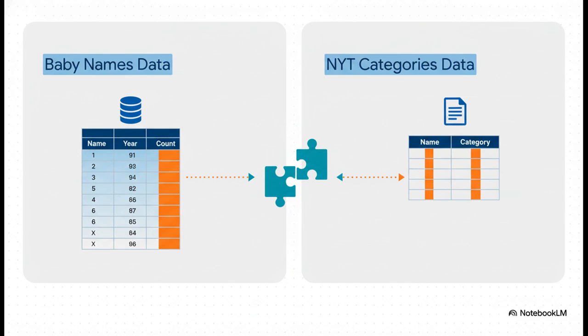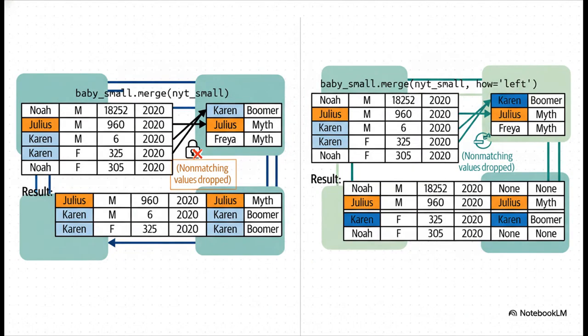On the other, we have this small, simple table that we created ourselves, just linking a few specific names to the categories that the article mentioned. Our goal is to connect these two tables to enrich our main dataset using the one piece of information they both have in common, the name column. Now, when you join data, you have an important choice to make.